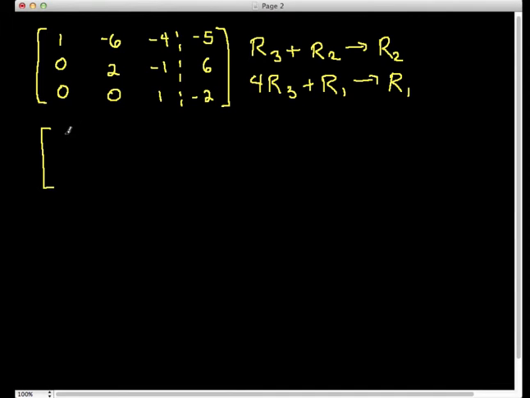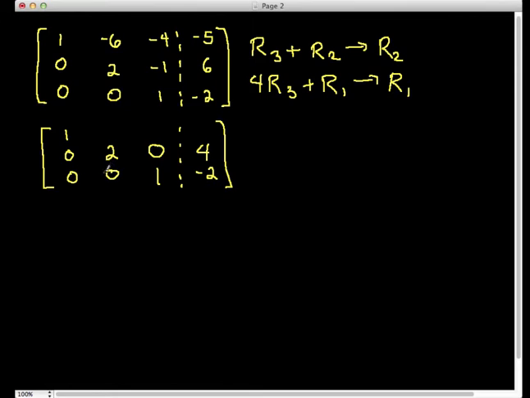So let's go ahead and do that. Nothing whatsoever is going to change in the third row. It's already in as nice a form as we could want. But these other guys could change. So if I take row 3 plus row 2, I can just add those and put those in. 0 plus 2 gives me a 2 here. 0 plus 0, of course, gives me 0 there. I'm going to have a 0 here. And then 6 plus minus 2 is 4. Very nice. And now I will take 4 times this third row and add it to the first row.